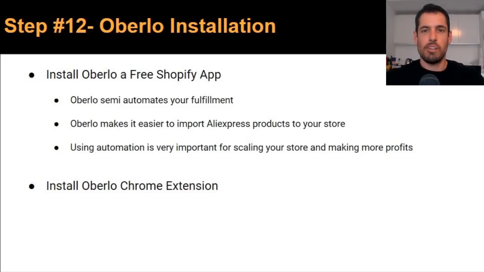Okay, so the next step is we're going to install Oberlo. Oberlo is actually an app that was in the Shopify Store from the beginning days of Shopify, and it was acquired by Shopify a few years ago. Oberlo semi-automates your fulfillment and makes life as a dropshipper or as an e-commerce store owner much easier. It helps you in importing AliExpress products to your store, automating the fulfillment, managing inventory. Basically, it's a very, very powerful app.